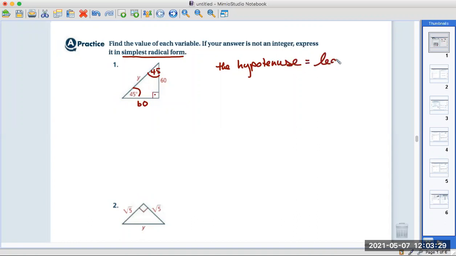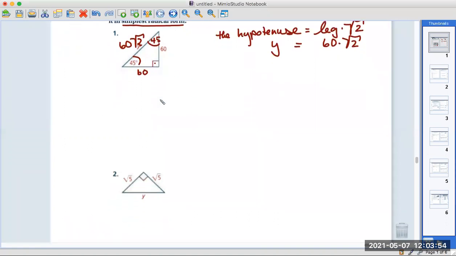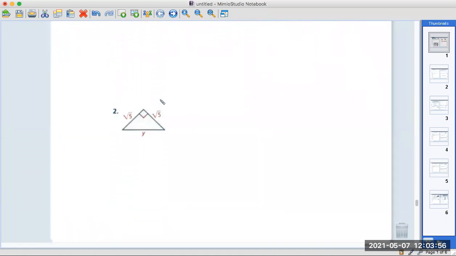The hypotenuse is the leg times the square root of 2. So the hypotenuse is y. The leg is 60 times the square root of 2, right? And we're done. The hypotenuse is 60 times the square root of 2. All done.